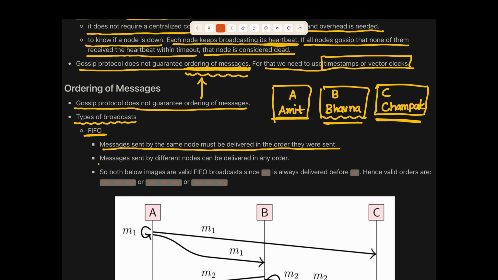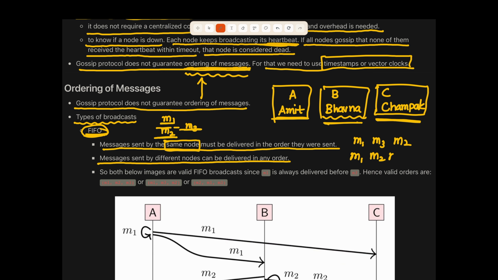Messages sent by different nodes can be delivered in any order. So let's say Amit is sending some messages M1, M2, and Bhavna in the meanwhile is sending M3. So you see that M1 was being sent, in the middle M3 was sent, and then M2. The FIFO broadcast is only considered on the same node. So that means the valid orders of delivery are M1, M3, M2 or M1, M2, M3.